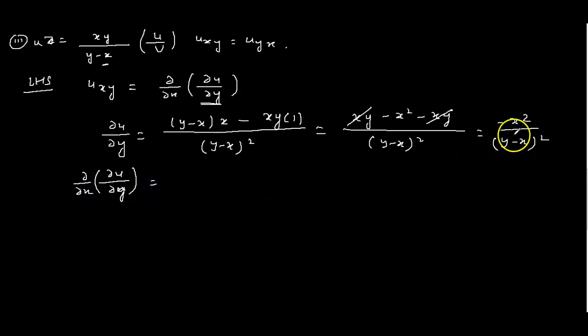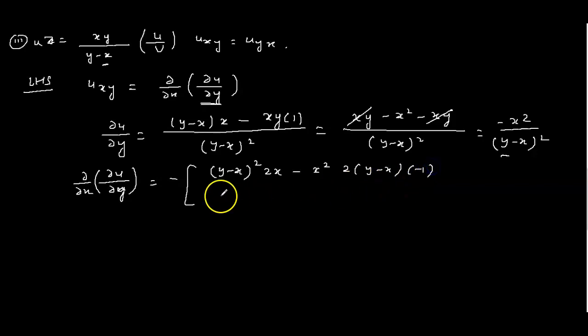Here also we have to apply u by v. So minus, you take outside, better. u by v means v as it is, and the differentiation with respect to x of the numerator gives 2x, minus x square as it is, and the differentiation of the denominator with respect to x gives 2 into y minus x, into y differentiation is 0, x is minus 1, divided by y minus x whole square.